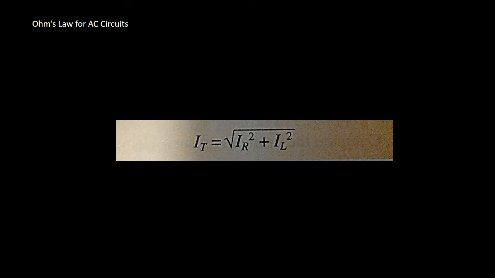Again, voltage in the parallel RL circuit is in phase with IR and it leads IL by 90 degrees. The parallel RL circuit has two current components, IR and IL, which can be represented by phasors. Since they are out of phase, we cannot simply add them together to figure the total circuit current. We must find the phasor sum. See the figure on your screen, which is the equation IT equals the square root of IR squared plus IL squared.